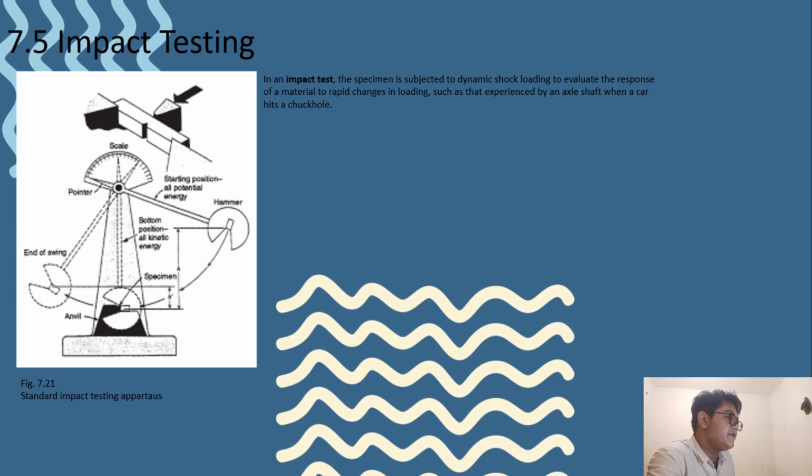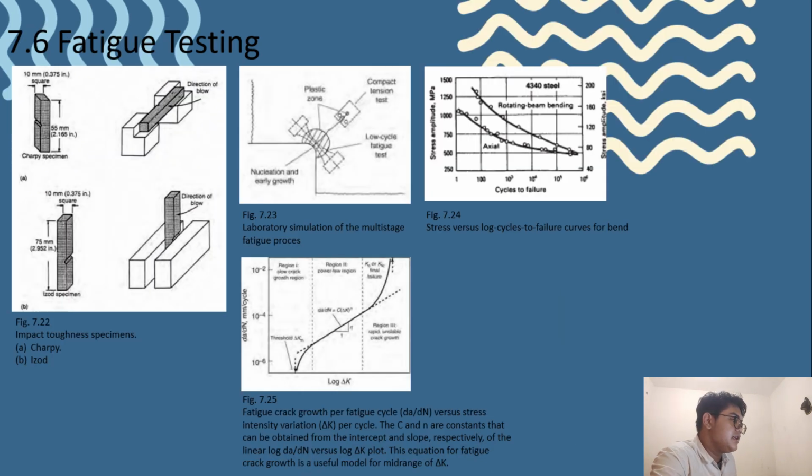Next slide, we get 7.6, fatigue testing. As we can see in Figure 7.22 is the impact toughness specimen. We get two kinds: A, the Charpy, and B, the Izod.